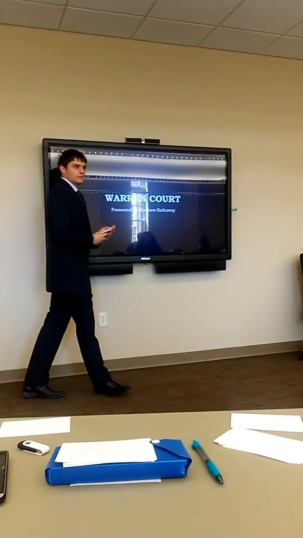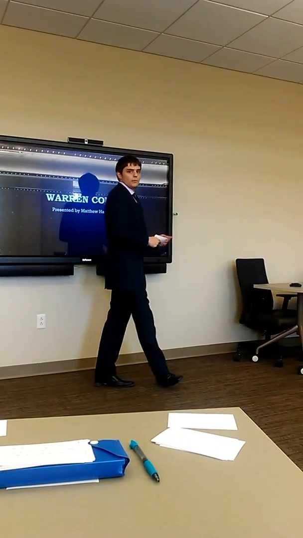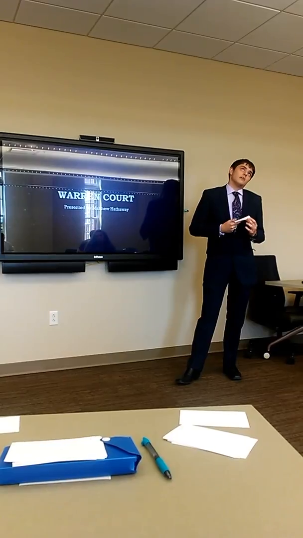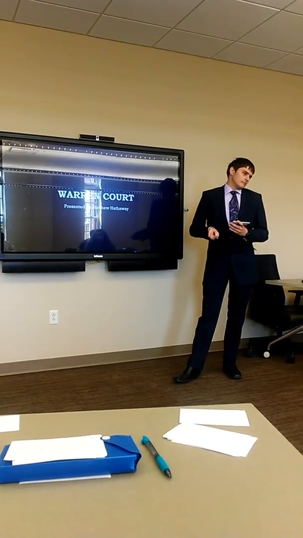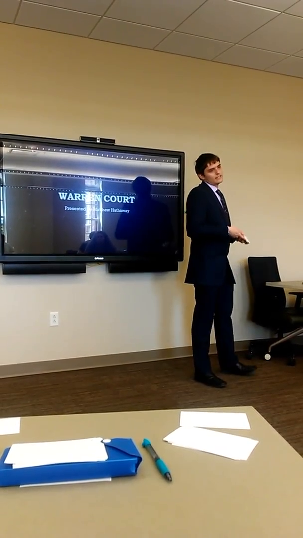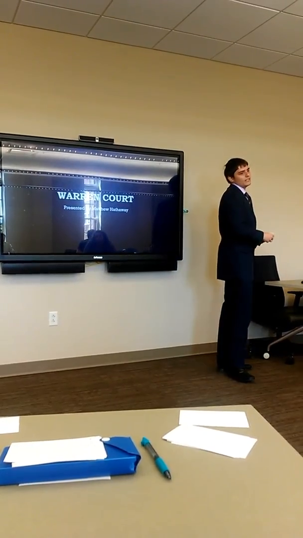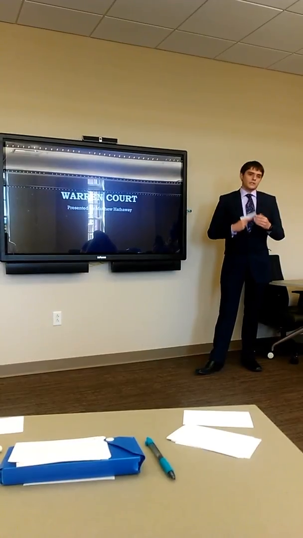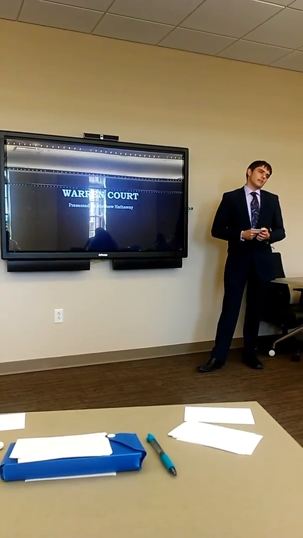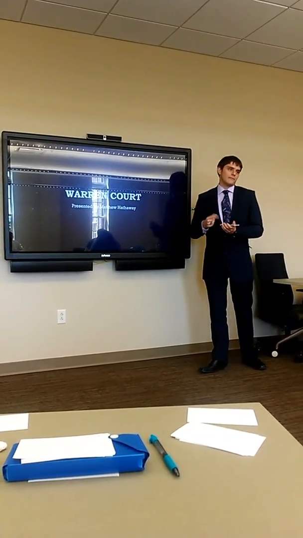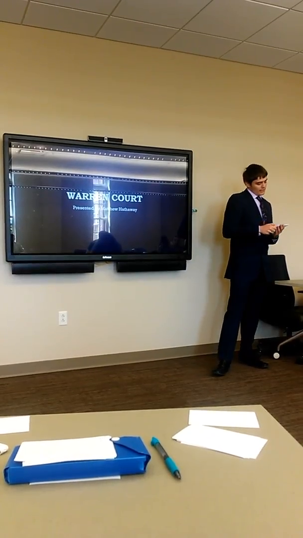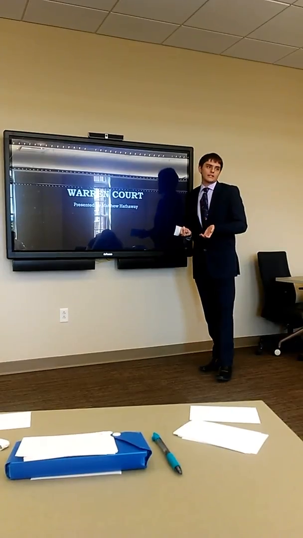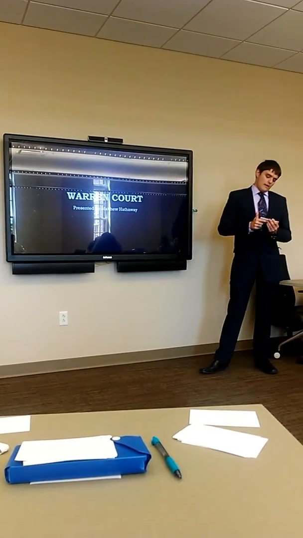One of the most important cases in which information about individual rights was discovered was in the Warren Court, which ran in the 60s. It was the Supreme Court of the United States, and they clarified many of the rights given in the U.S. Constitution. During this presentation, I will briefly cover three of the most important Warren Court cases: Mapp v. Ohio, Gideon v. Wainwright, and Miranda v. Arizona.